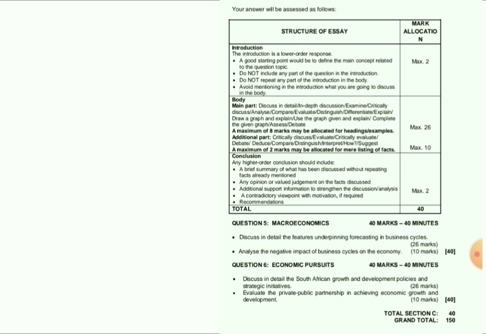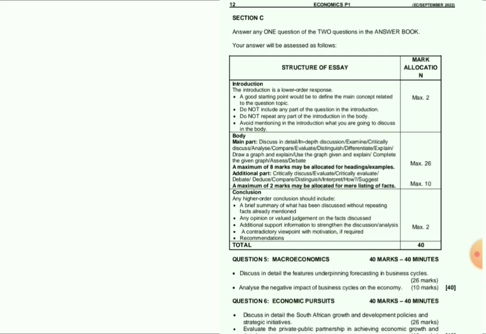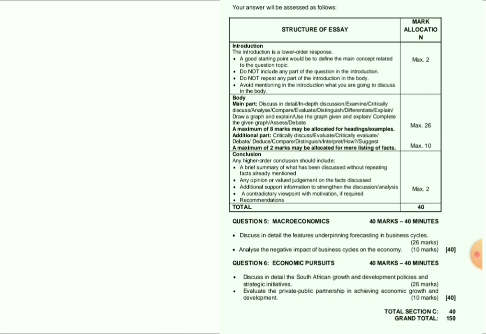So the essays now. I'm gonna make sure I pick the one that makes sense. The essay. Which one? Question 5, macroeconomics. We are going to section C, by the way. Discuss in detail the underpinning forecasting in business cycle. Analyze the negative impact of business cycles on economy. Discuss in detail the South African growth and development policies, strategic initiatives. Evaluate a private public partnership. This one, guys, is very difficult, the question 6.